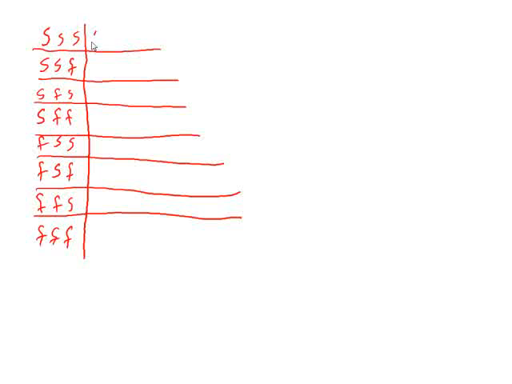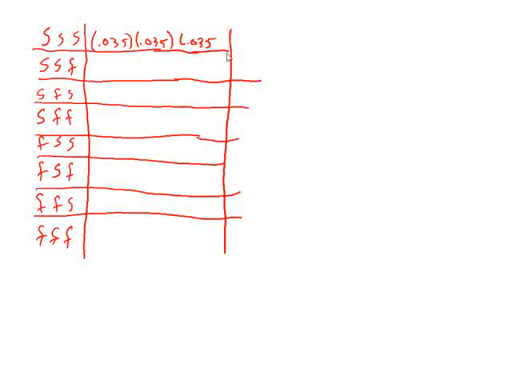So this is going to be 0.035 times 0.035 times 0.035, which is going to be 0.00004. I need one more 0 in there.